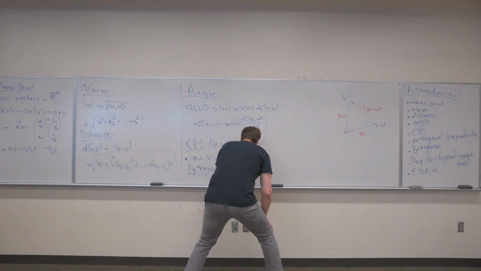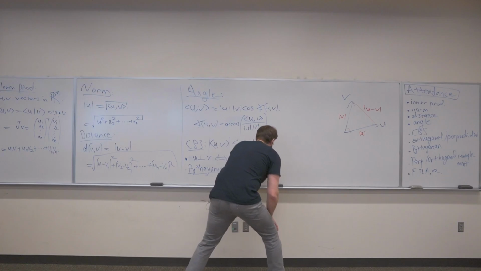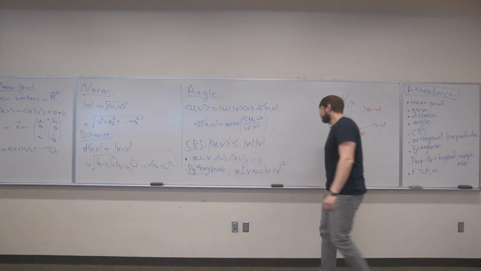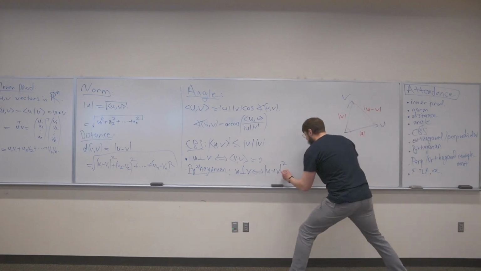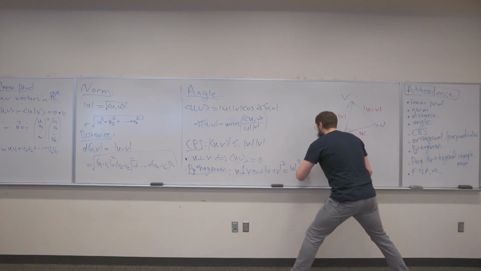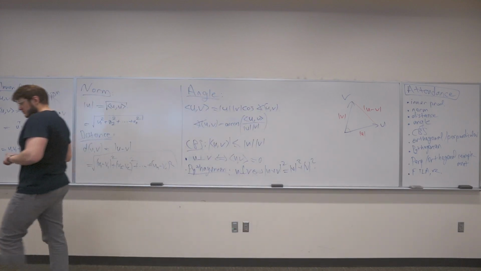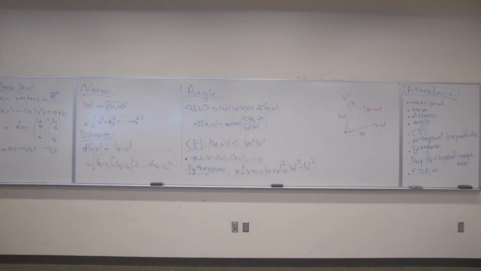It says that if u is perpendicular to v, then the norm squared of u plus v is the same thing as the norm squared of u plus the norm squared of v. Okay. I'm not going to prove this. You can just take it for granted.